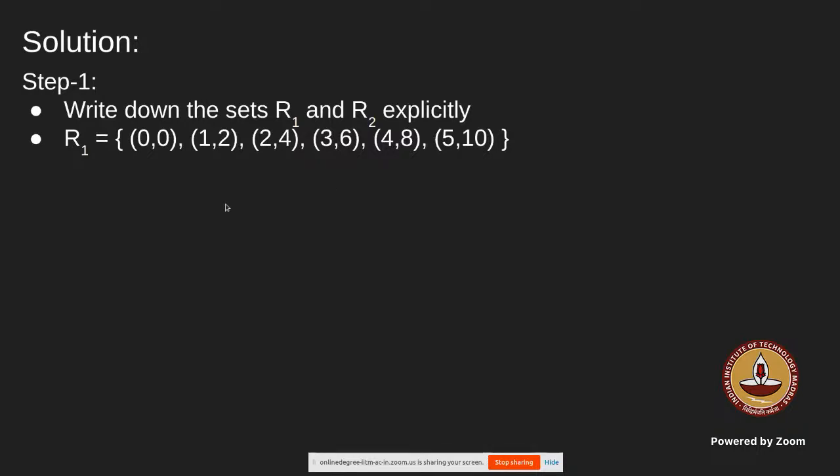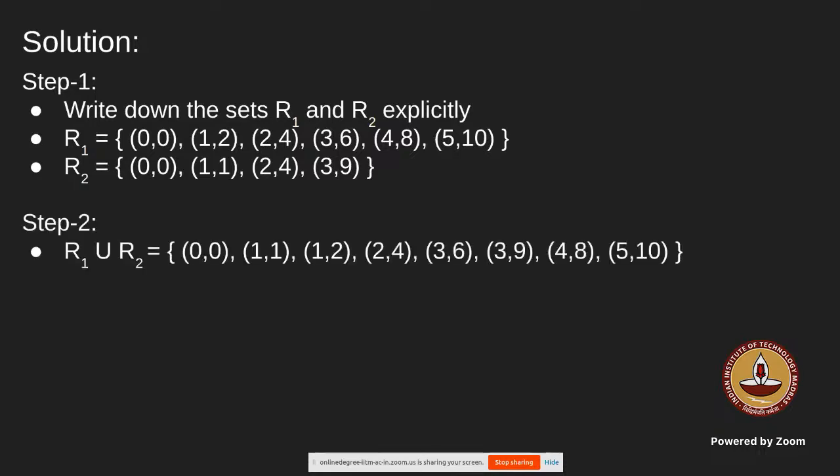Now what about R2? R2 is y equal to x squared. 4 elements. Yeah, 4: 0, 0, 1, 1, 2, 4, and 3, 9. If we take 4, then the next element will be 16. So 4, 16 cannot be there. So there are 4 elements. Now what is R1 union R2? We should take all the elements. Right? How many elements are there in R1 union R2? 8 elements.